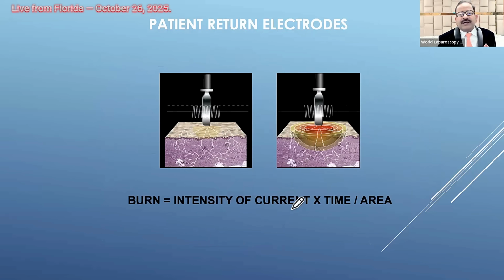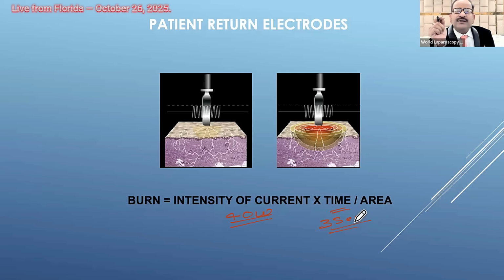Now, burn is equal to intensity of the current times time divided by area. In laparoscopic surgery, whenever we use electrosurgery, we should avoid burning. And burning happens if the heat increases more than 100 degrees centigrade. So we should take care that the intensity of the current should not be more than 40 watts. 40 watts is the ideal intensity of the current which we should use in most laparoscopic surgery. Time also should not be more than 3 seconds. Suppose you want to coagulate the uterine artery, then the uterine artery takes 9 seconds to get properly coagulated.